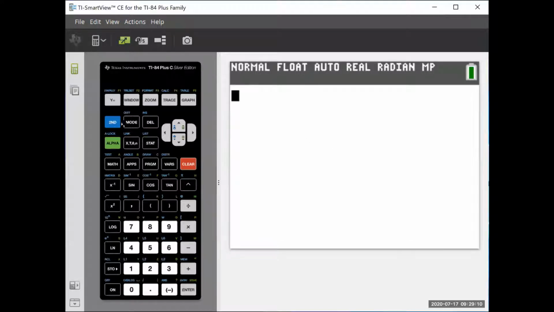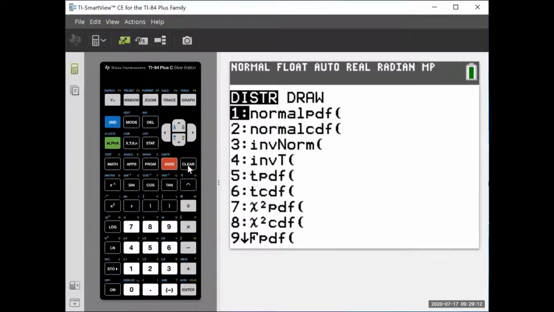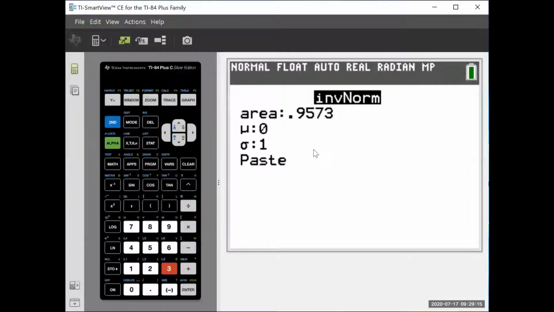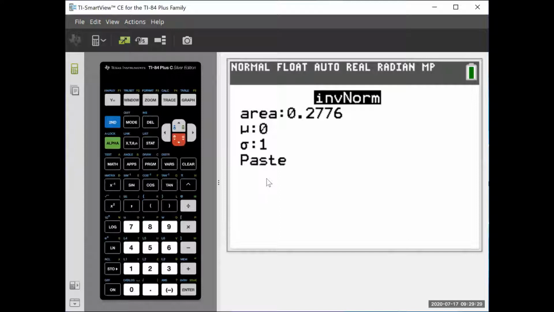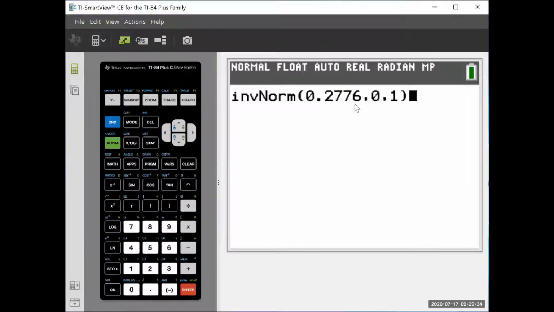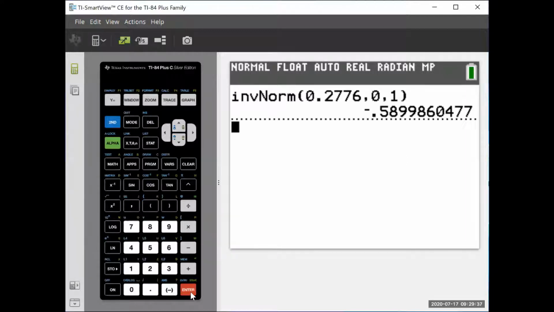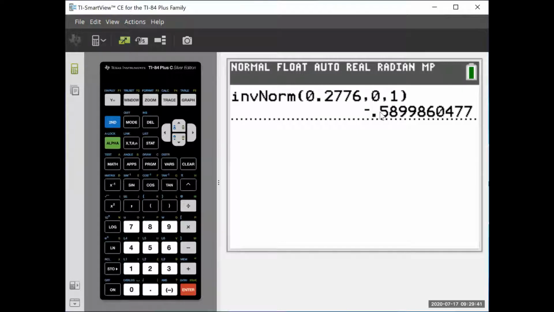In the TI-84 calculator, we go to second, then vars, then number 3. Here we put the area that we have just calculated, which is 0.2776. Mean is 0, standard deviation is 1. Paste this in the main screen so that it is similar to our writing. Then hit enter. See, we got the negative value. So it is negative 0.59.